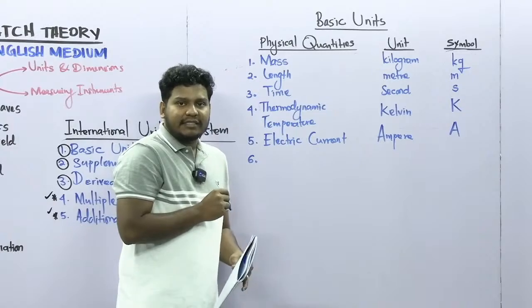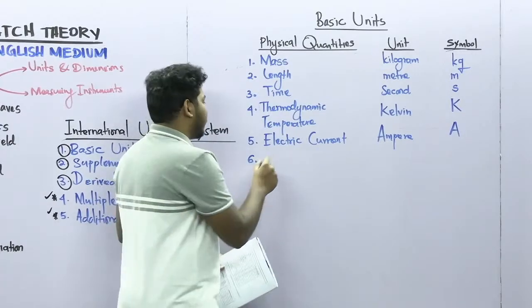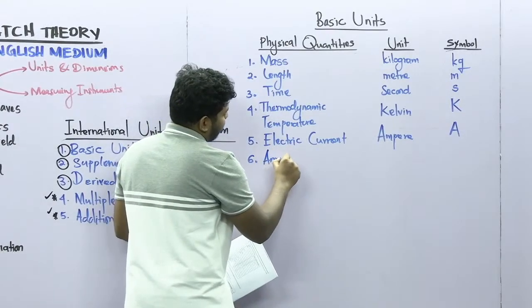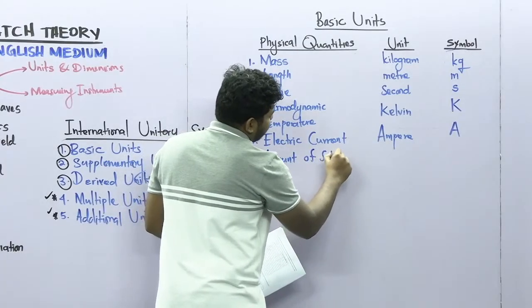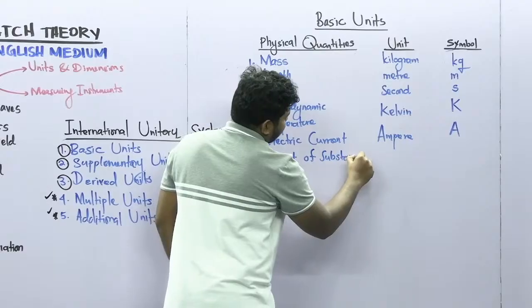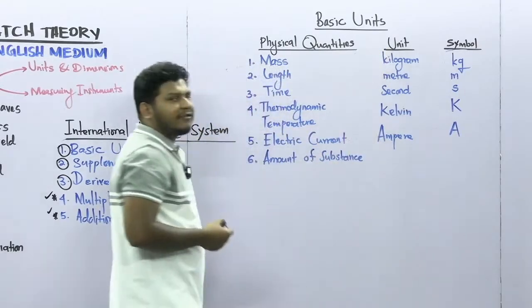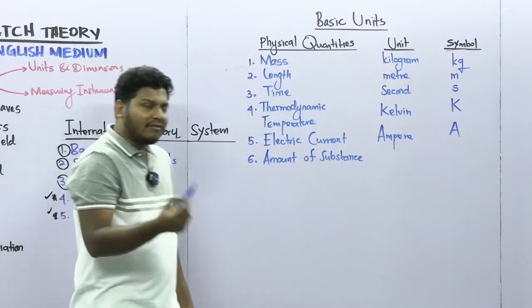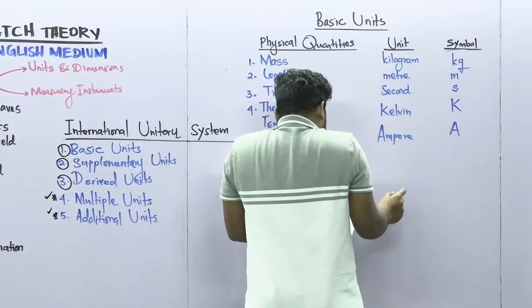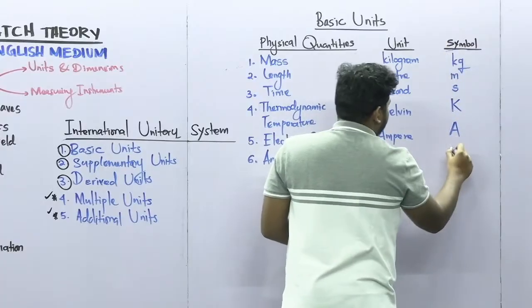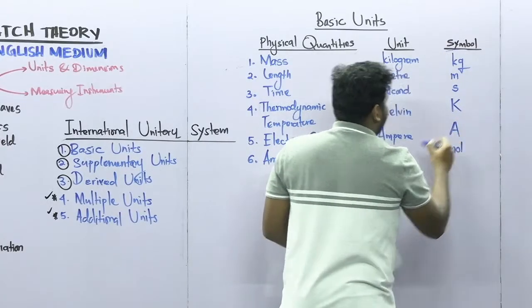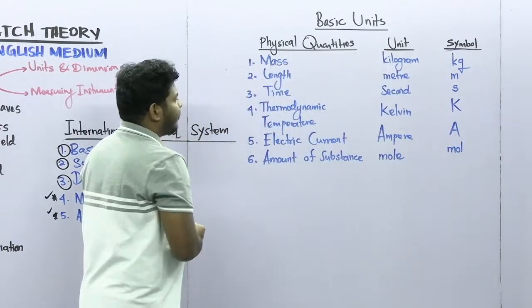The sixth one is amount of substance. The unit for the amount of substance here is mole, M-O-L-E. The symbol here is mol: small m, small o, small l.